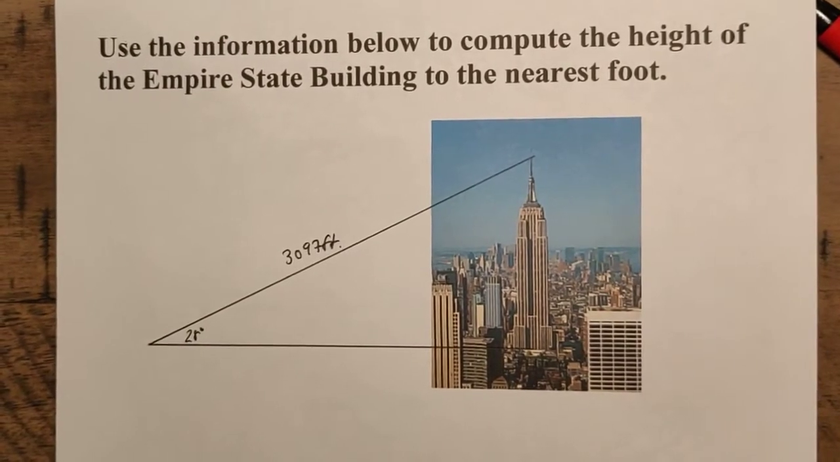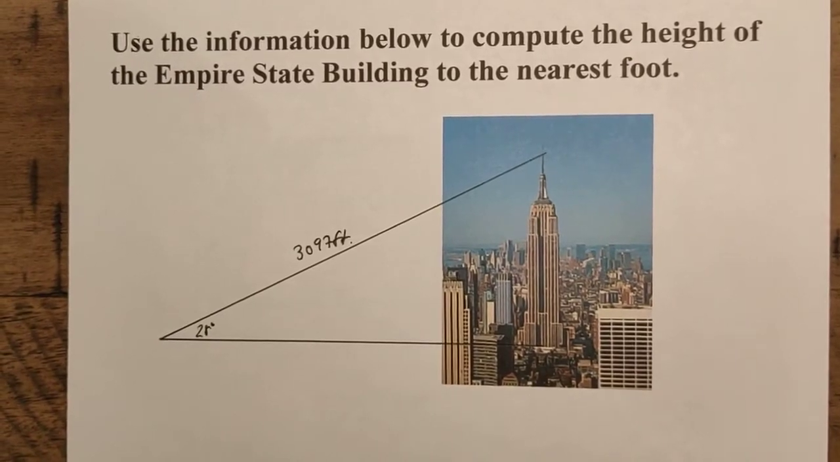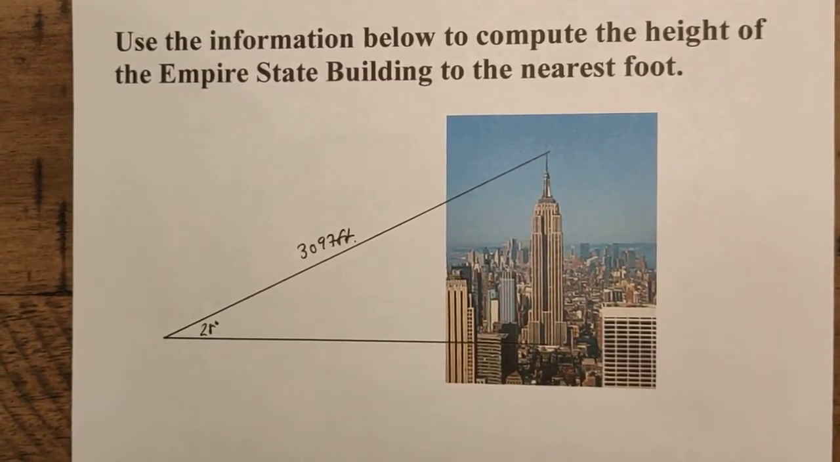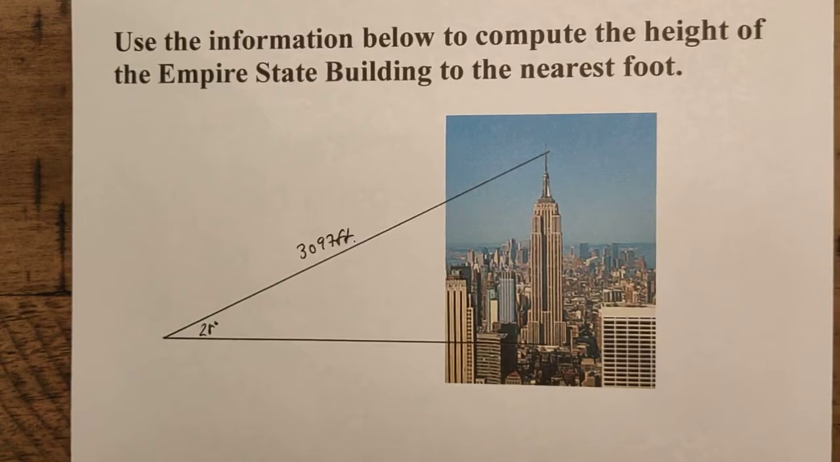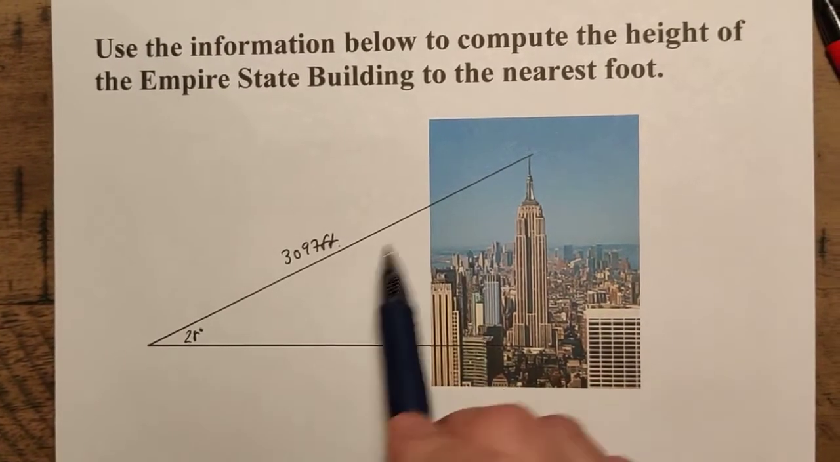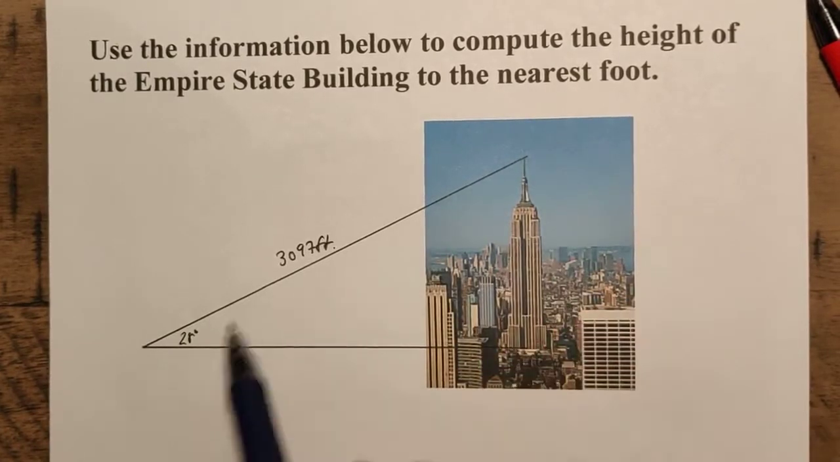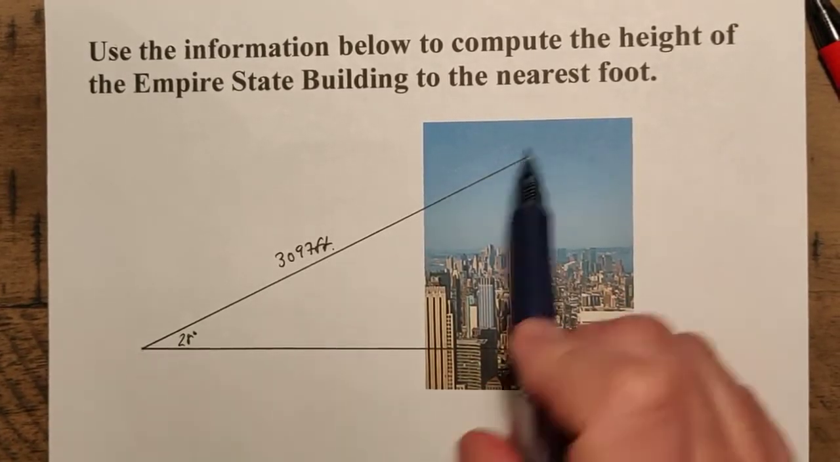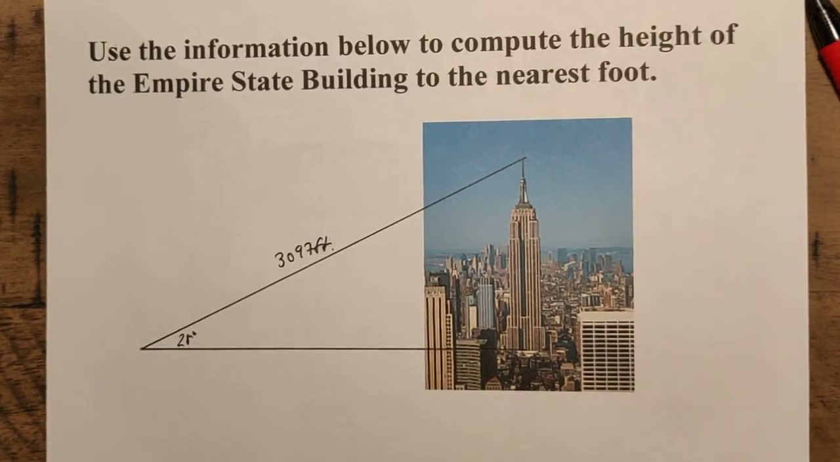This time we're going to be looking at the Empire State Building, something a little bit closer to home for many of you here. We'd like to determine the height of the Empire State Building to the nearest foot. The information you're given is that there's a 28-degree angle here, and there's 3,097 feet, the distance from the base over here to the top of the building like this.